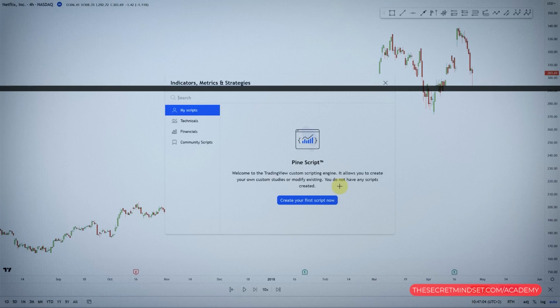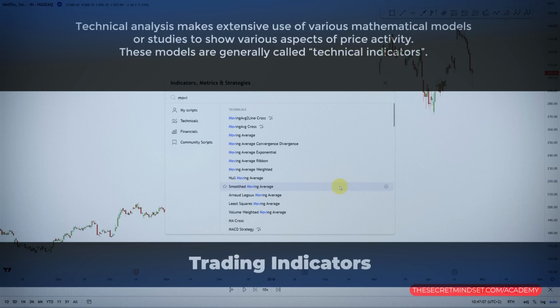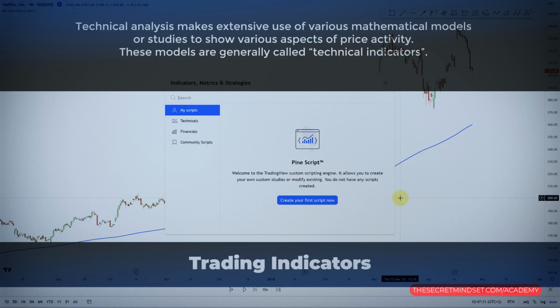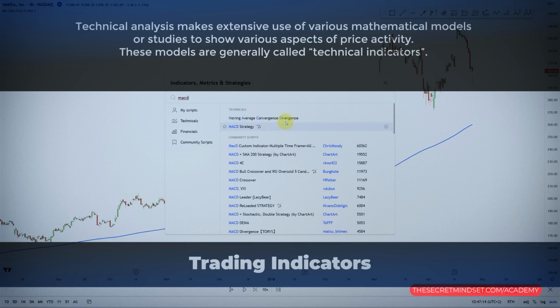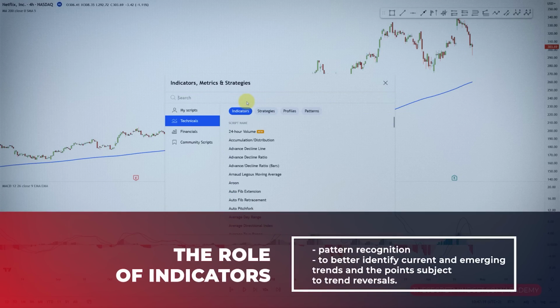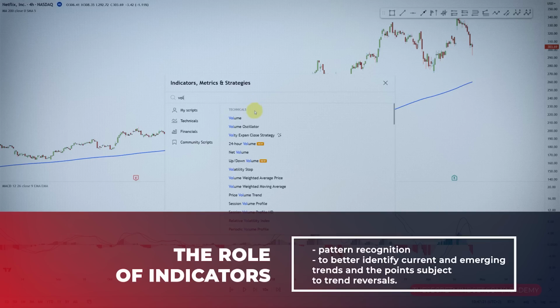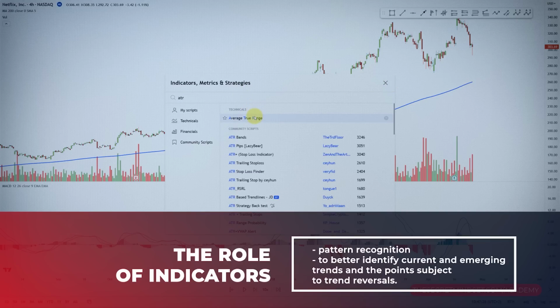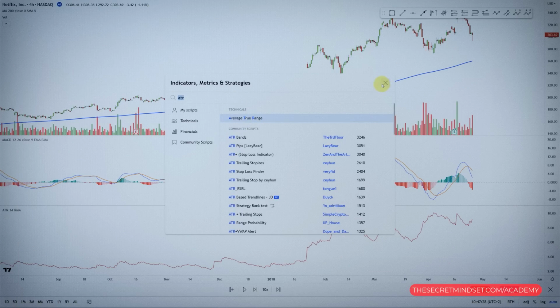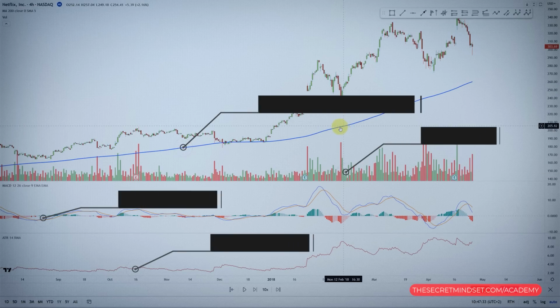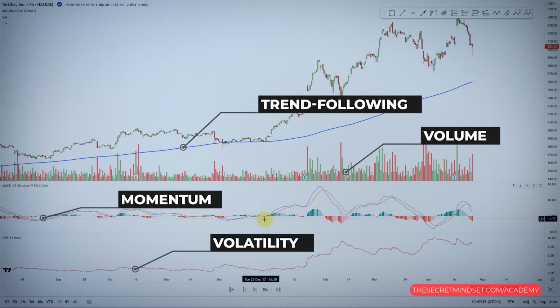Technical analysis makes extensive use of various mathematical models or studies to show various aspects of price activity. These models are generally called technical indicators. The goals in using indicators are the same as for pattern recognition, to better identify current and emerging trends and the points subject to trend reversals. When it comes to indicators, we can divide them into 4 classes: trend following indicators, momentum indicators, volume indicators, and volatility indicators.